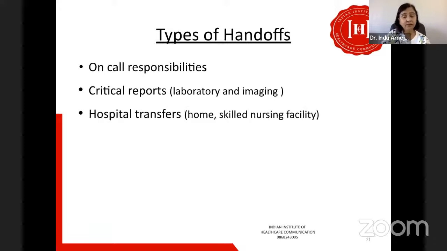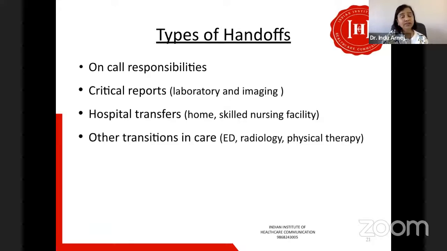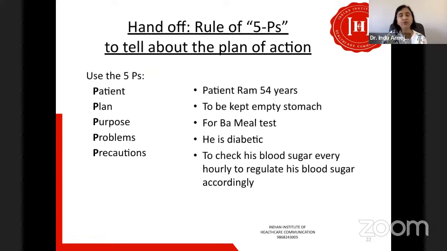When the patient is transferred to home or to a skilled nursing facility, even that's called a handoff. Other transitions in care, for example, if you're sending the patient to radiology or physical therapy, or from emergency you're moving to the ICU, OT, or labor room, again, this is a handoff. And again, the same protocol has to be followed in the same manner.